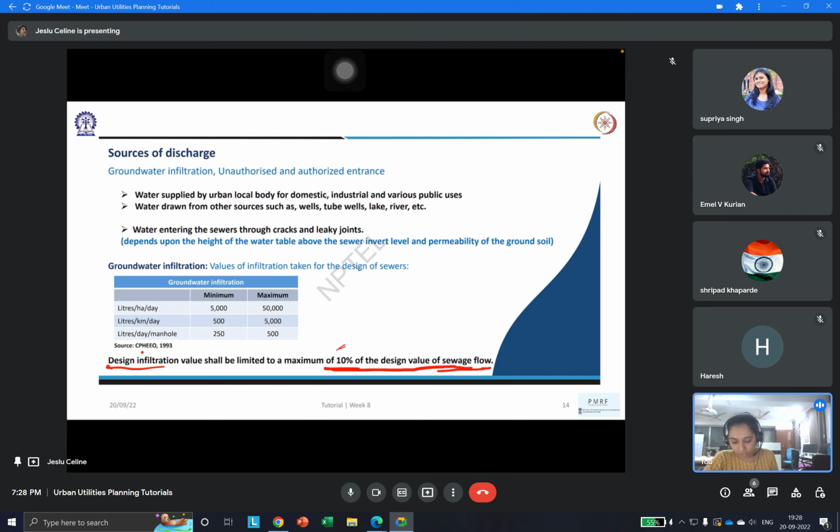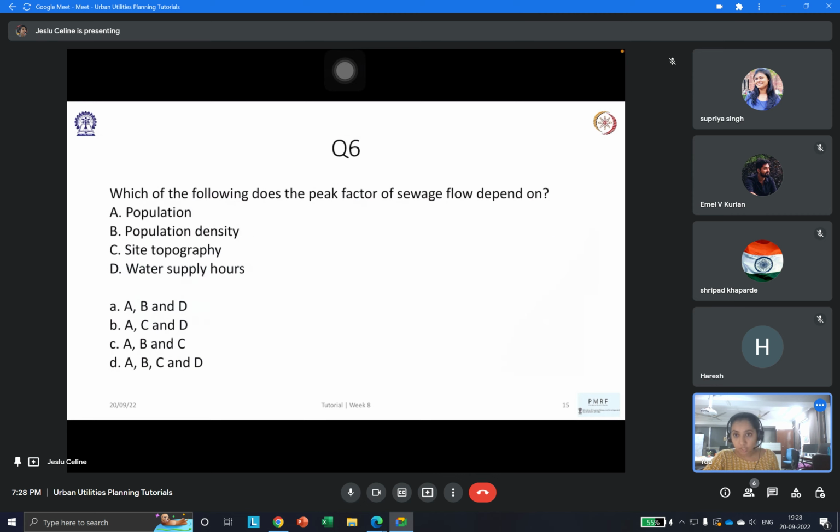So we're proceeding on to the next question. Which of the following does the peak factor of sewage flow depend upon? Population, population density, site topography, water supply hours. So D, all answers are correct. Supriya says all answers are right. Anybody else? Any difference in opinion? Okay, no difference in opinion. Yeah, all answers are right. Let's just go one by one.